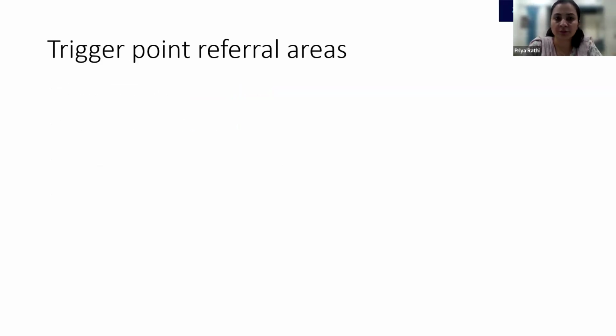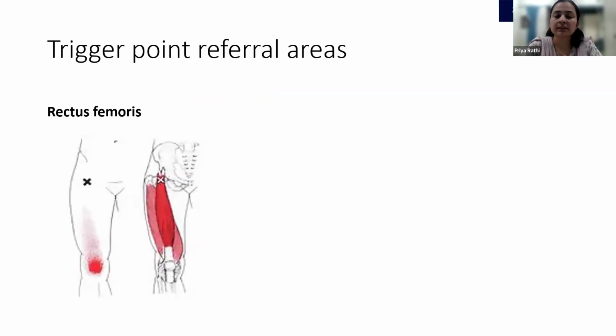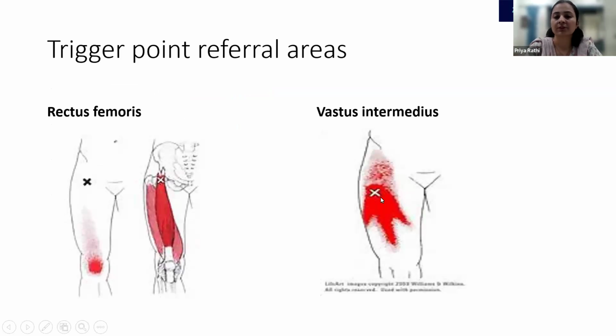So, trigger point referral areas. This is just pictorial representation. Clinically, we do not see such clear-cut referral patterns. There are multiple referral patterns seen in one patient. But just to understand, rectus femoris triggers can give rise to anterior knee pain. Vastus intermedius trigger point can give rise to mid-thigh pain.